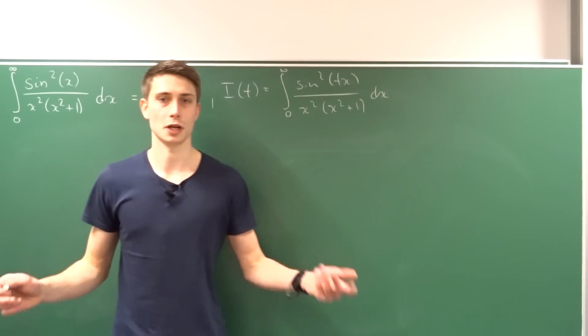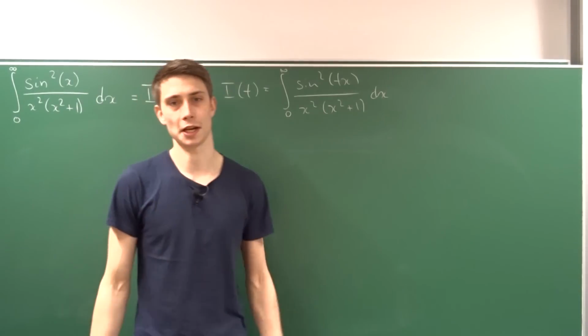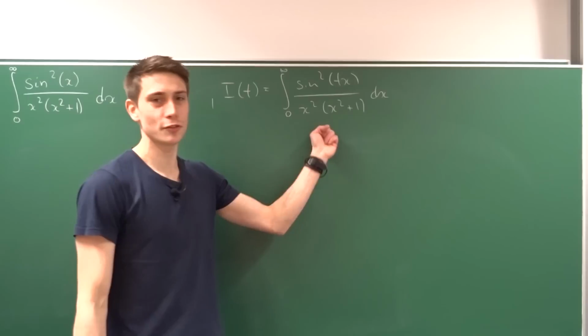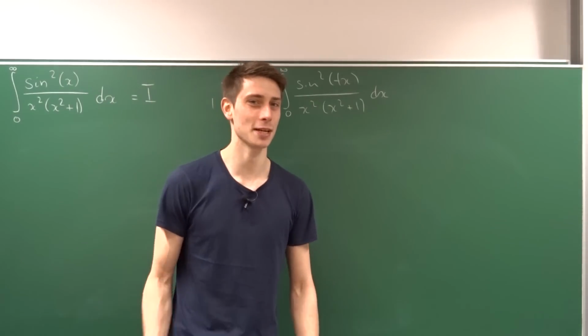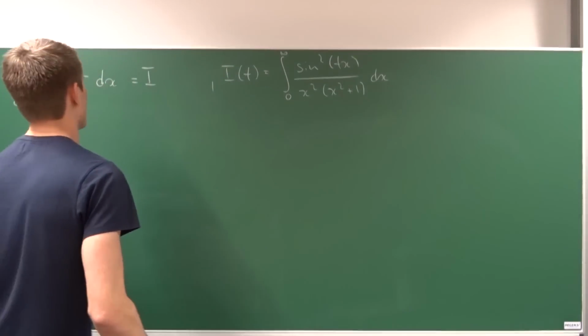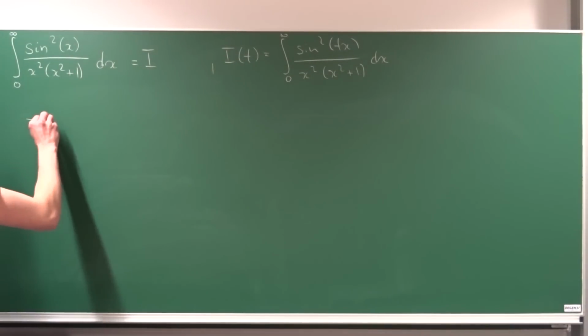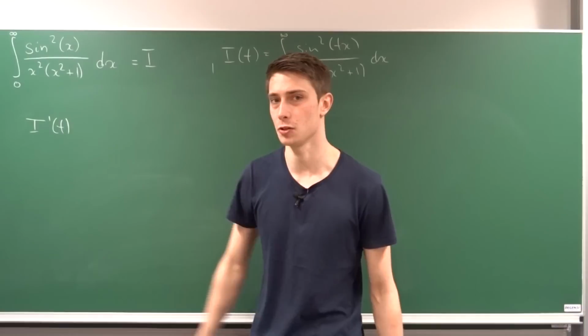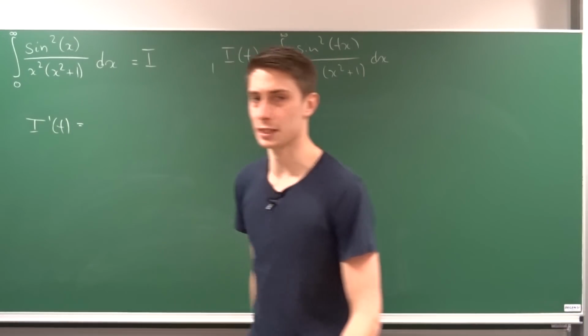And by now you guys should know why I'm introducing a new parameter inside of an integral. We want to differentiate this integral right here, and we are going to do it. So we are going to use the Leibniz rule for integration on this one. When we differentiate I in terms of t, we are getting I prime in terms of t. But what exactly is that?